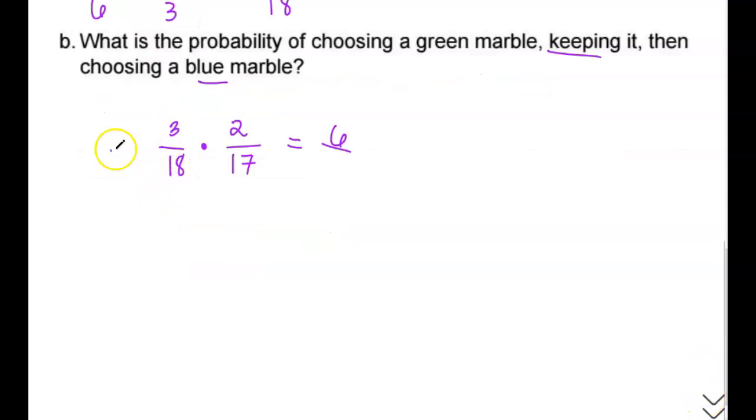18 times 17. Good. All right, let's simplify that. We can divide that by 6. So this decimal is going to be small. 0.011. Yes. 0.2.